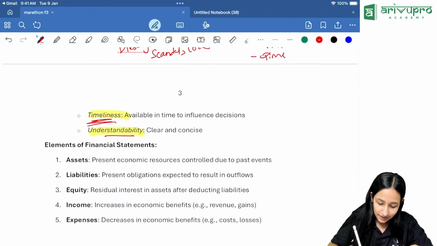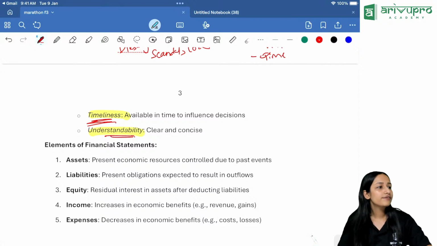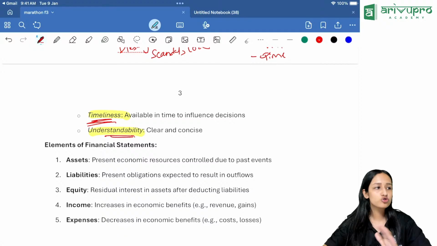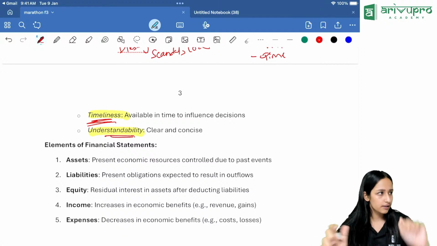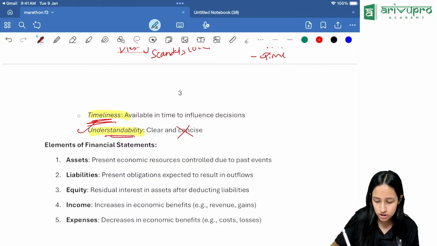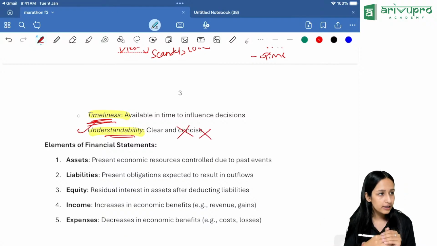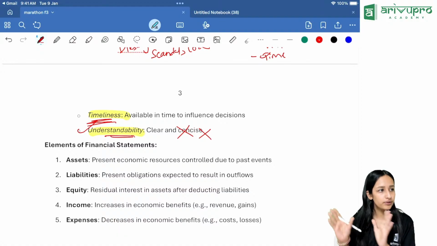Understandability, the final one: we will not be using technical jargon. If a person has limited business knowledge, that person also should be able to understand whatever our standard says, whatever our statement says, basically. Got it? That is understandability. No jargon, no hi-fi English. We will use normal, proper terms.